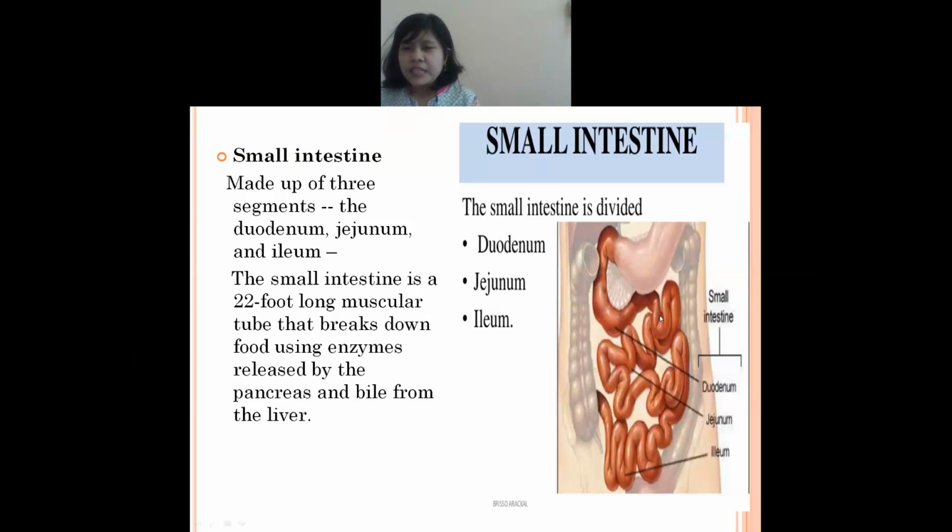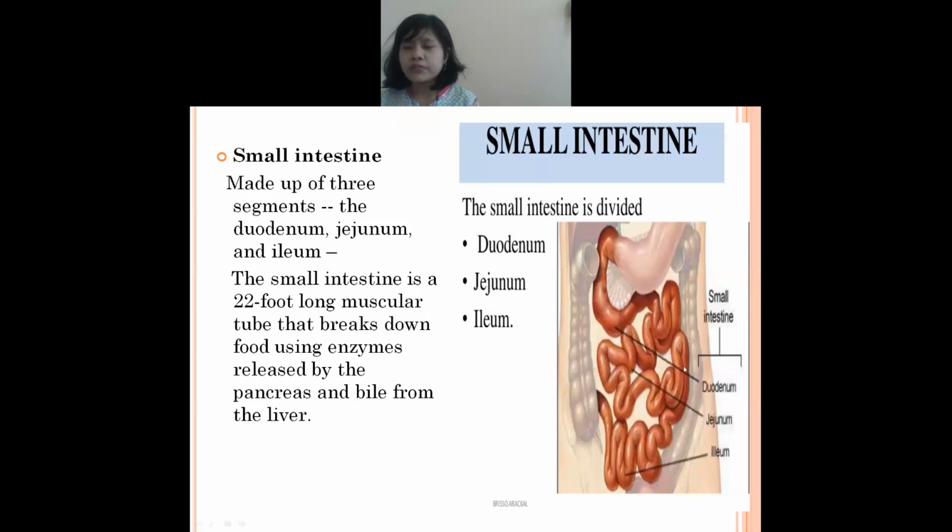And you will find this small intestine in the central part of your abdomen, that means the middle part of your abdomen. Abdomen means the stomach part. The lower part, on the right side. So this small intestine, the three parts, has different functions.